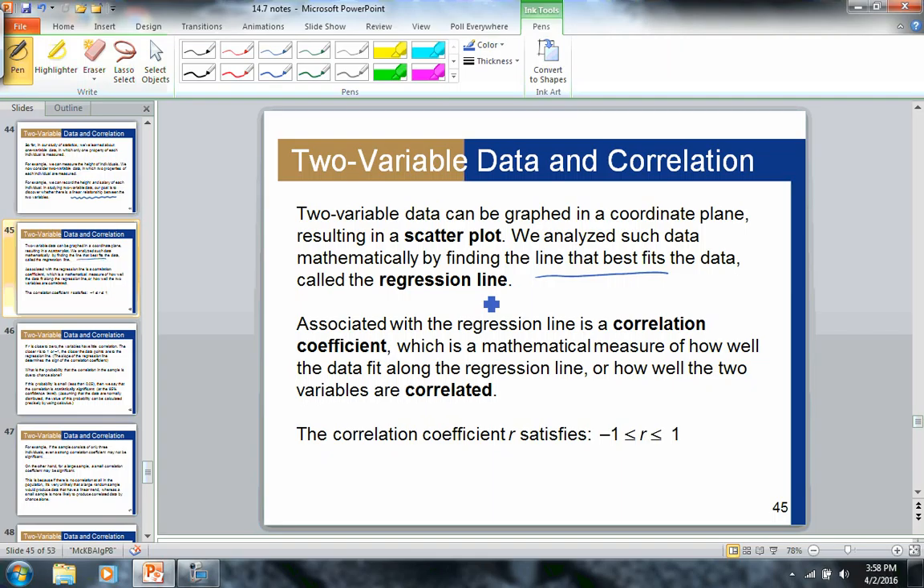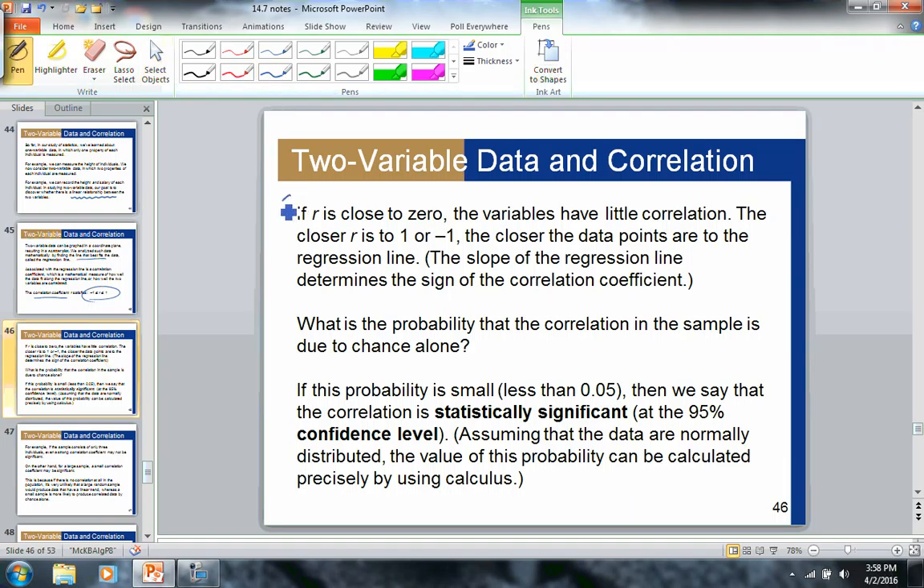Now, associated with the regression line is a correlation coefficient, which is a mathematical measure of how well the data fits along the regression line, or how well the two variables are correlated. And we need that correlation coefficient to be between -1 and 1. Now, here in this top paragraph, it says that if that coefficient is 0, then that means that there's little correlation. So it's not statistically significant.